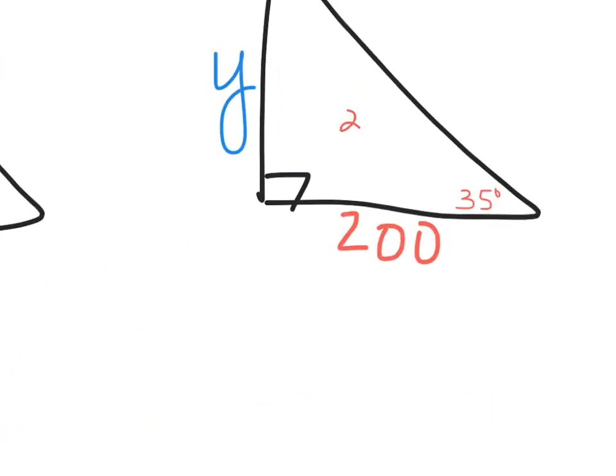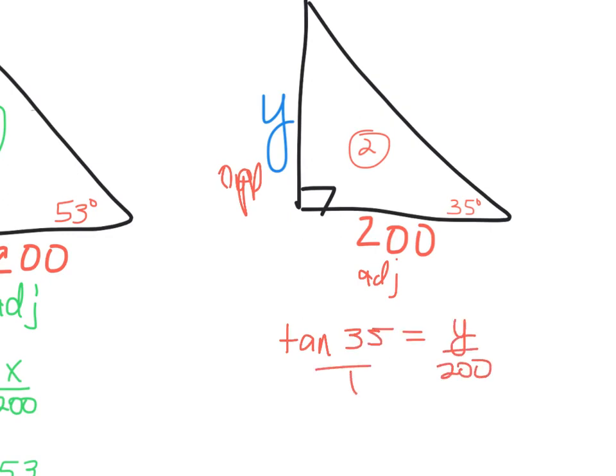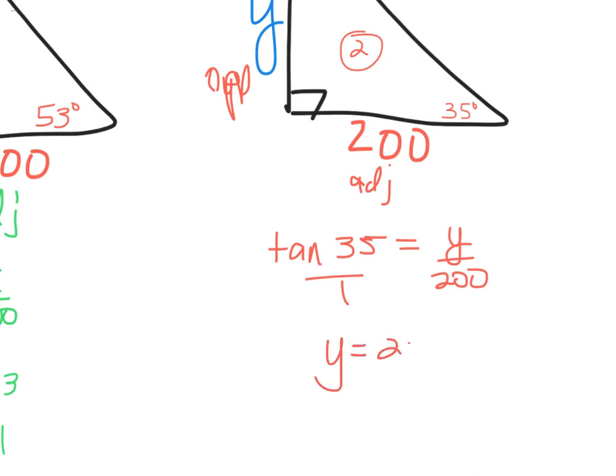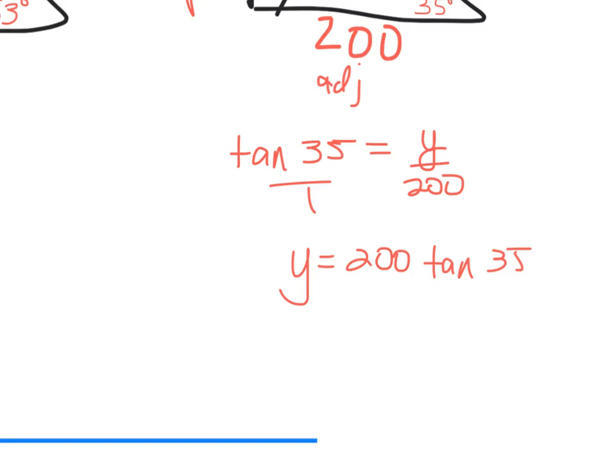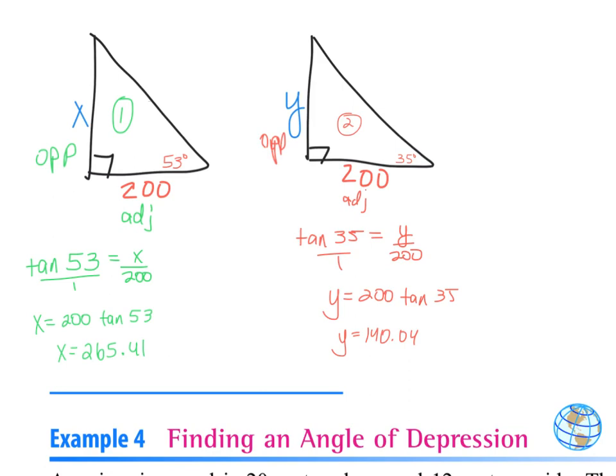All right, now we're going to go over here and we're going to solve the second triangle. We'll call this triangle 2. How do I solve for, we'll say y. You can call it any letter you want. How do I solve for y? Same way. This is the opposite and this is the adjacent. So I'm going to say tangent 35 equals y over 200, correct? So y equals 200 times the tangent of 35. Do that in your calculator. 140.04.